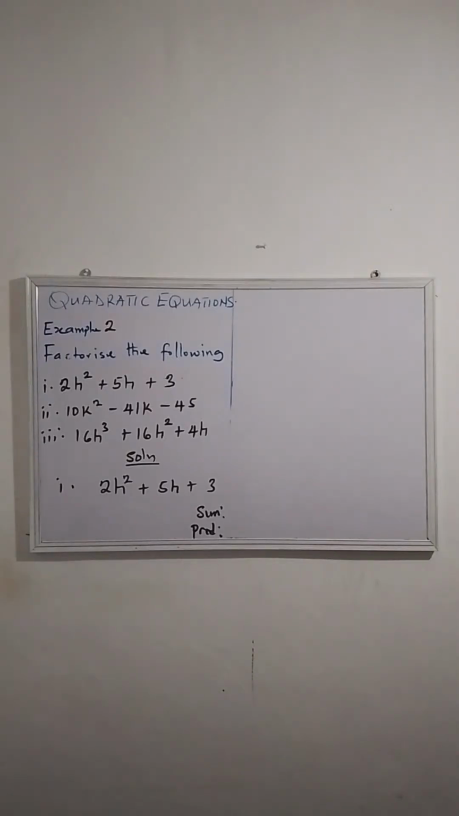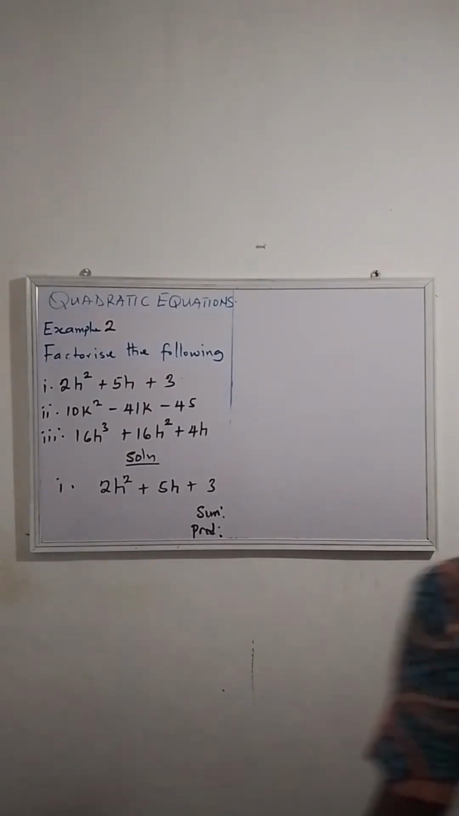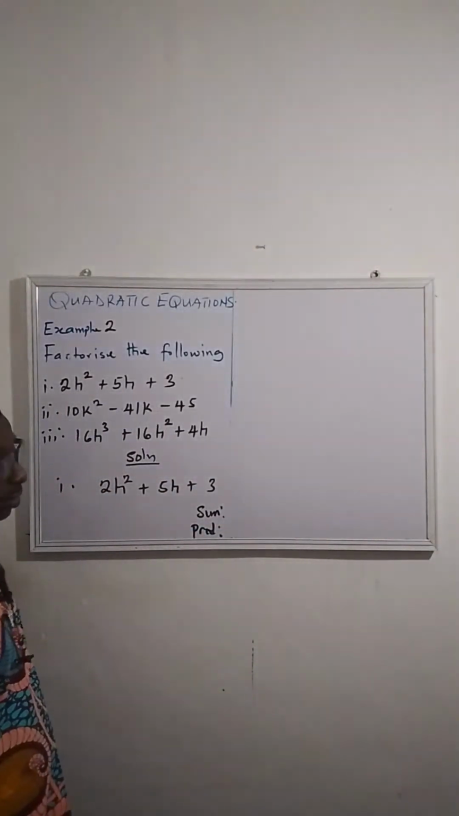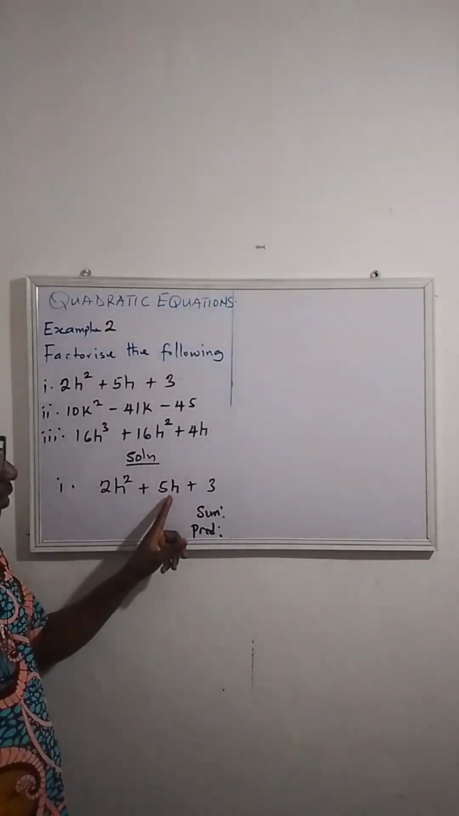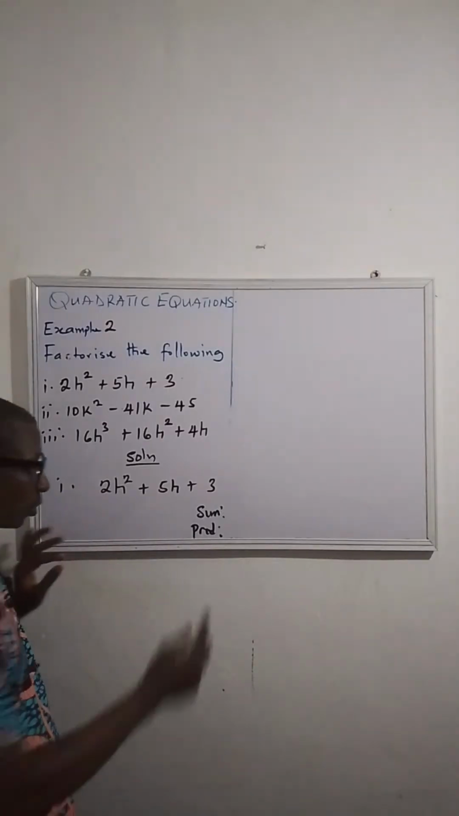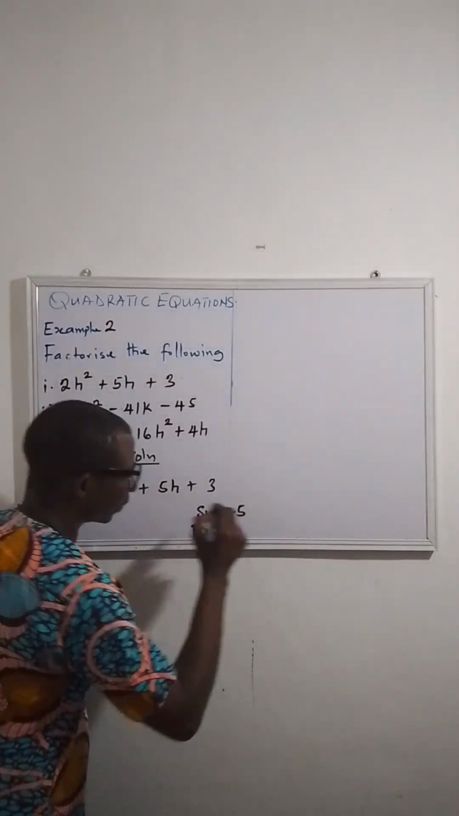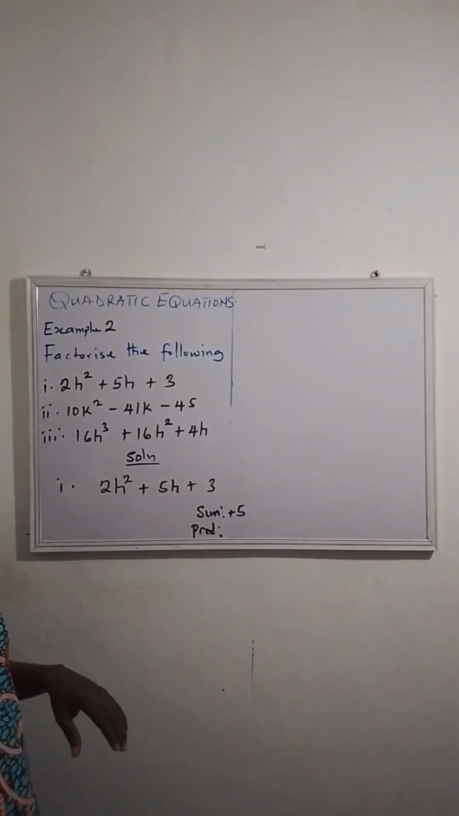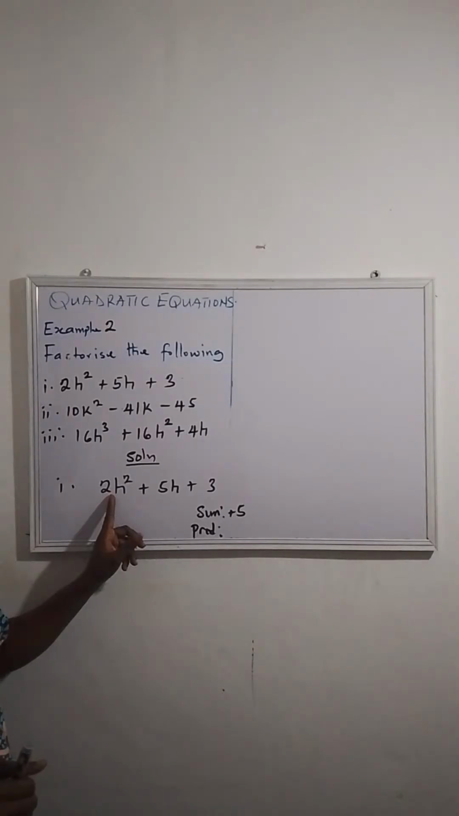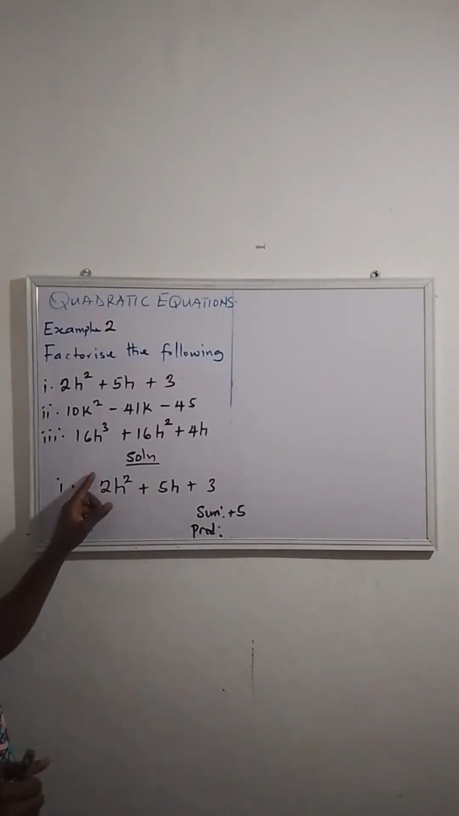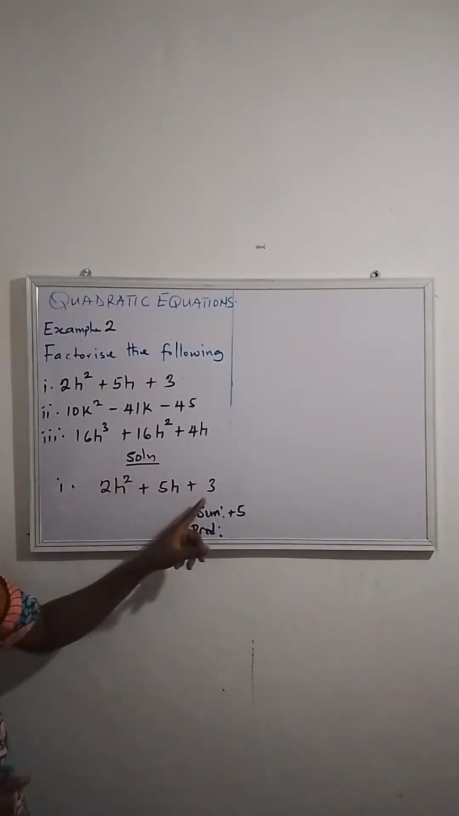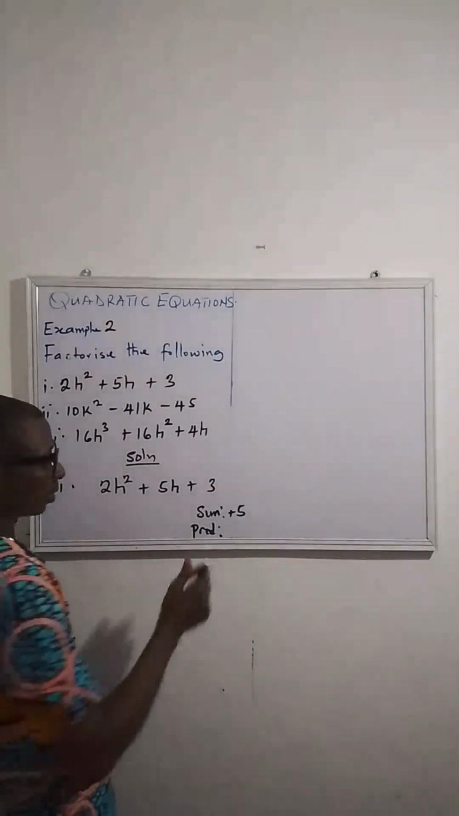So now let me do this. We see how we're going to do the next one. Now the sum is the coefficient of h, that is plus 5. So the sum is plus 5. And what is the product? The product is not 3. Look at it. The coefficient of h square here is 2. So use whatever you have here to multiply this number here. So that's going to be 2 times 3. And that gives you what? 6.